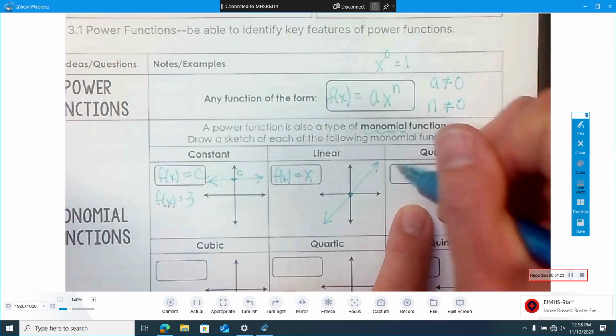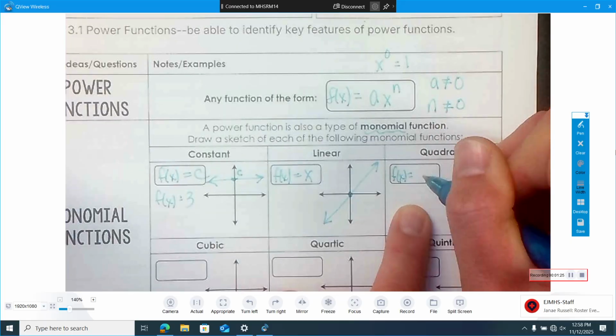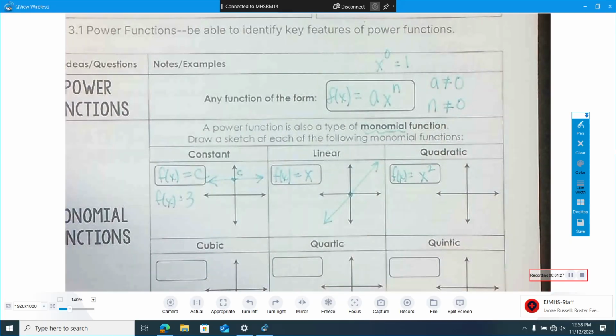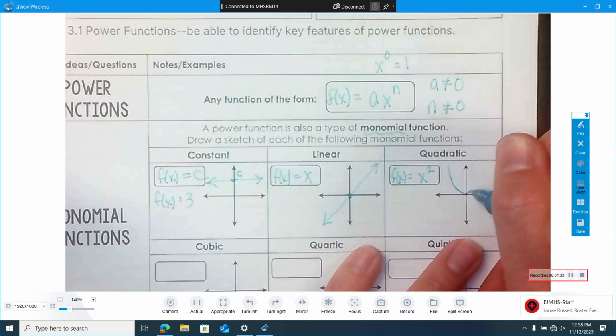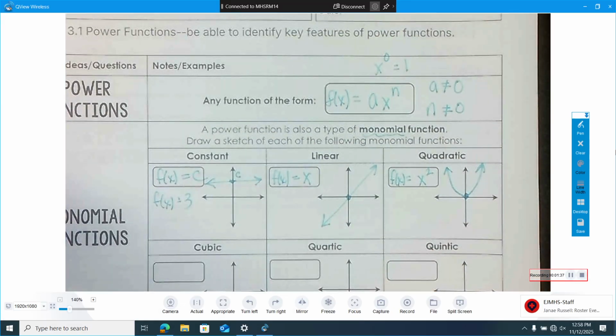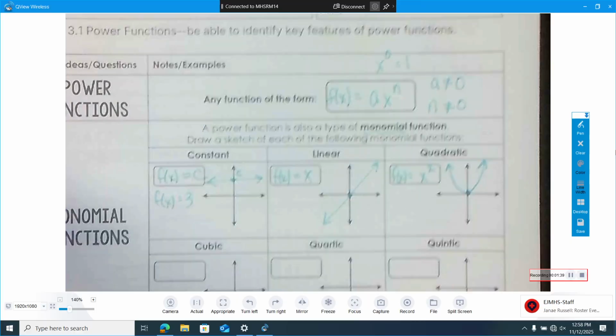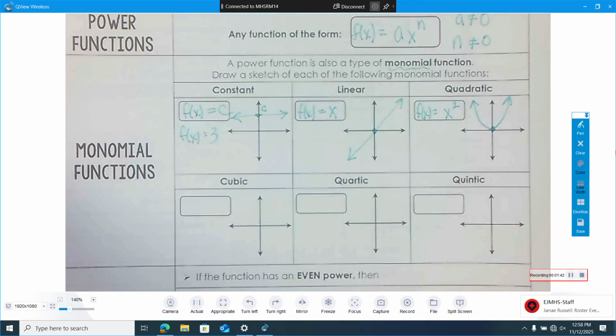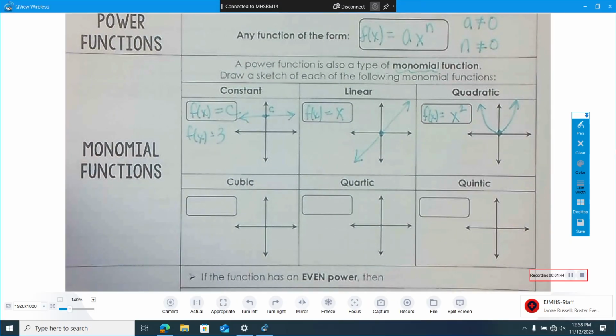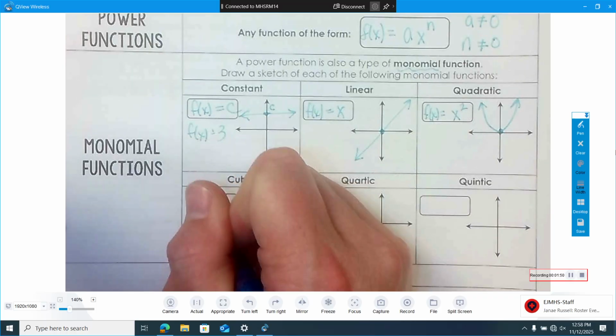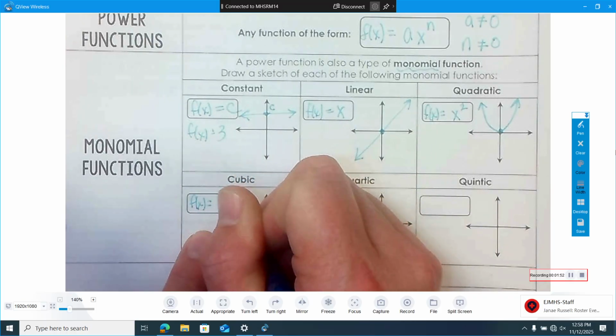Our quadratic function is f of x equals x squared. The very most basic quadratic function. What shape is that quadratic? Parabola, sure. And it goes through 0, 0. It's this gorgeous little parabola going through 0, 0. So all of these are monomial functions because they have a single term without a bunch of extra stuff, okay? We have the cubic function, f of x equals x to the 3rd power.